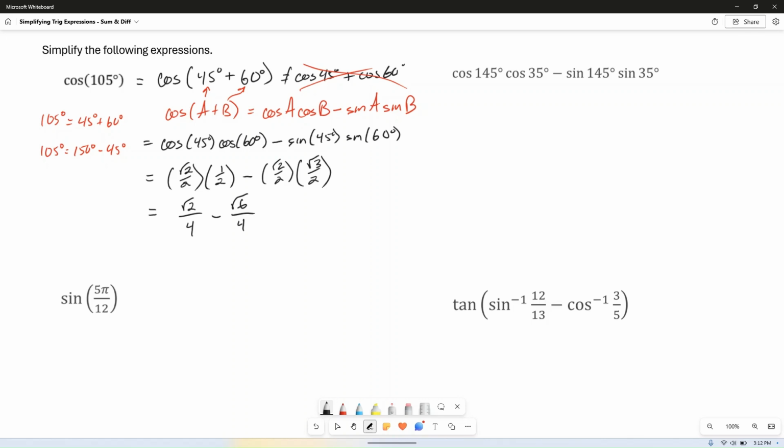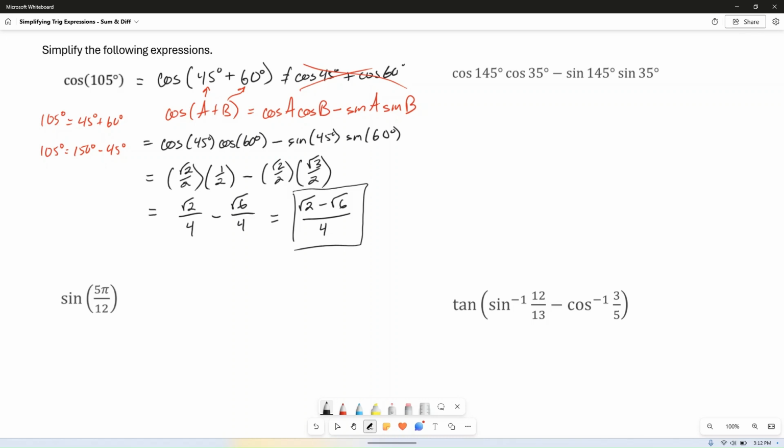So we have the square root of 2 over 4 minus the square root of 6 over 4. And we could combine that into a single fraction if we want. So we have the square root of 2 minus the square root of 6, all over 4. That is the exact value for the cosine of 105 degrees.